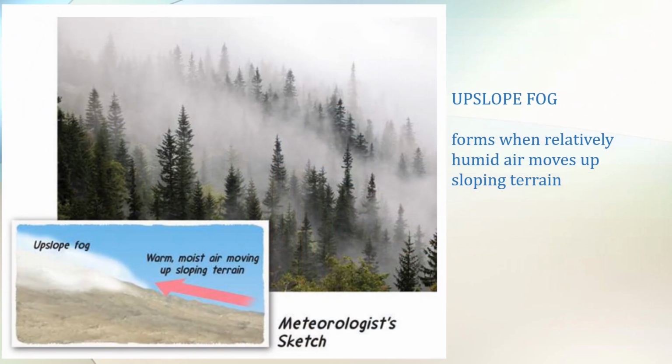Another is the upslope fog. As you can see, it's the fog that is formed when relatively humid air moves up sloping terrain. So when you can see a fog that is sloping the terrain like this in the mountains, that is what we call the upslope fog.